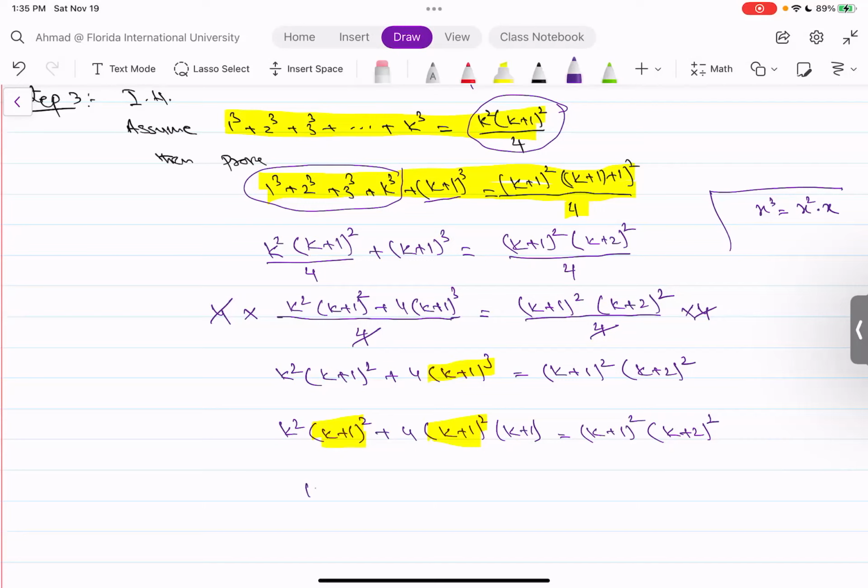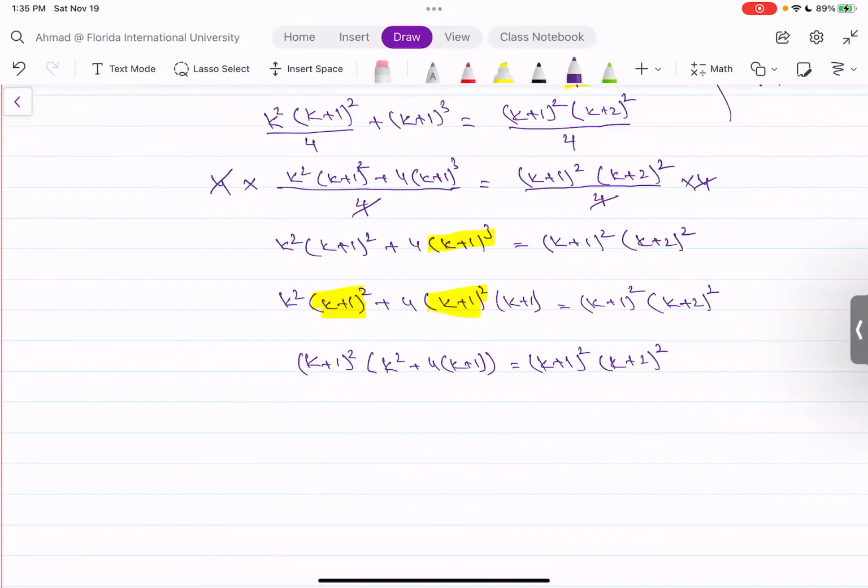I can take k plus 1 square as common, then the rest of the stuff is k square plus 4 into k plus 1, that is remaining, right? So that we have taken here. So on the right hand side it is equal to k plus 1 square into k plus 2 whole square. Now, what does this mean? Let me simplify this a bit further.